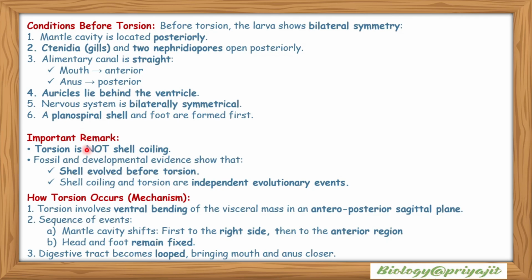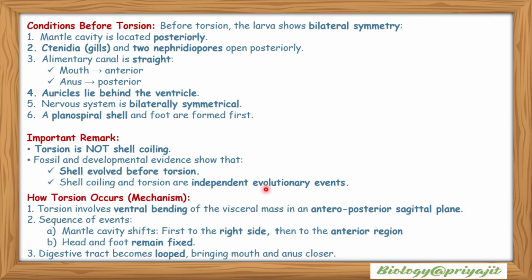So what is the important remark? Torsion is not shell coiling, and the fossil and developmental evidence show that the shell evolved before torsion, and shell coiling and torsion are independent evolutionary events. How does torsion occur? What is the mechanism?